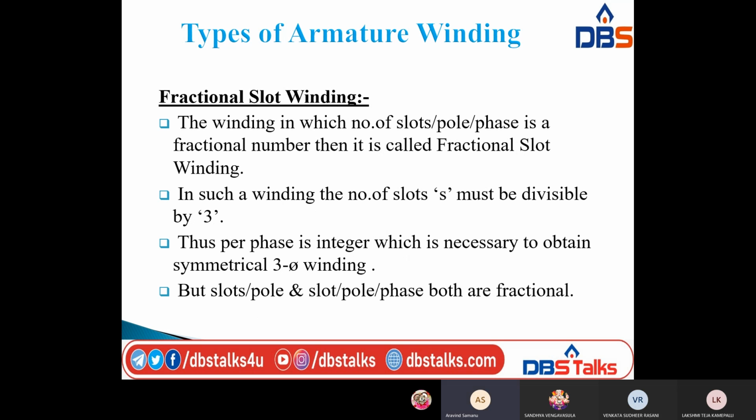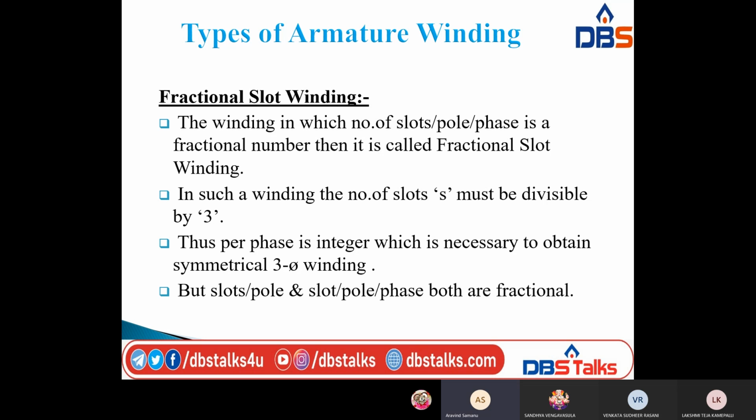Next, fractional slot winding. The winding in which the number of slots per pole per phase, that is M, is a fractional number is called fractional slot winding. In this type of winding, the number of slots S must be divisible by 3, so that slots per phase is an integer, which is necessary to obtain a symmetrical three-phase winding.